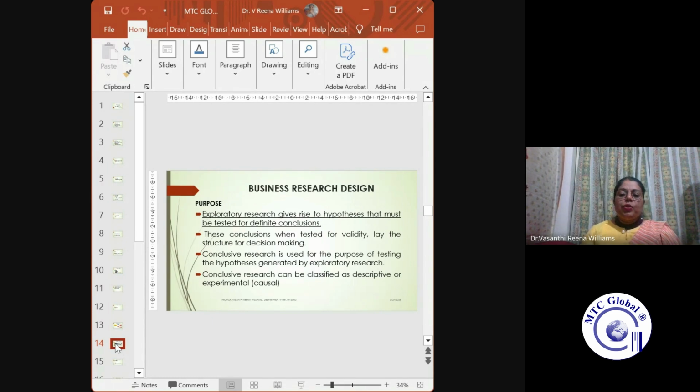Now, coming to why we need to do a research design, the purpose of the research design. One is exploratory research, and the other is conclusive. I hope you understood now. Exploratory research gives rise to hypothesis. I just told you now.